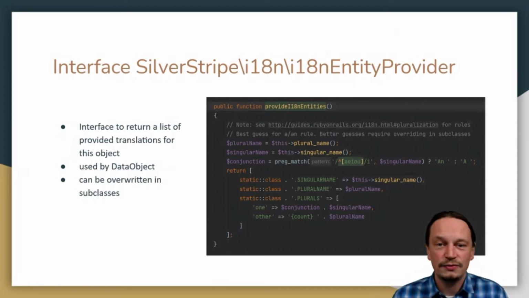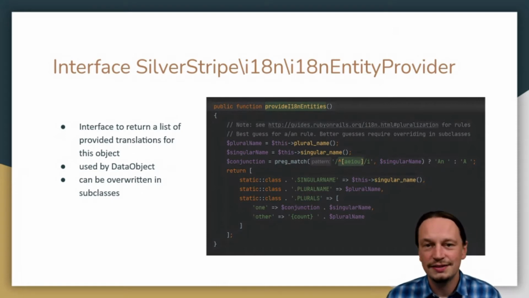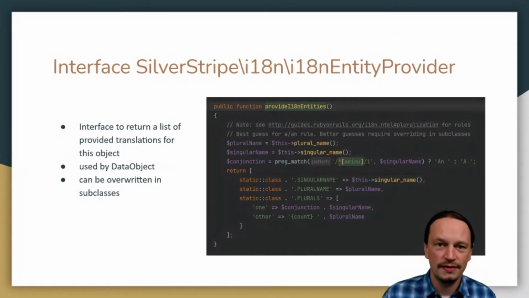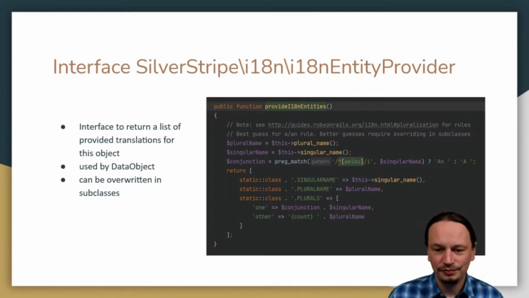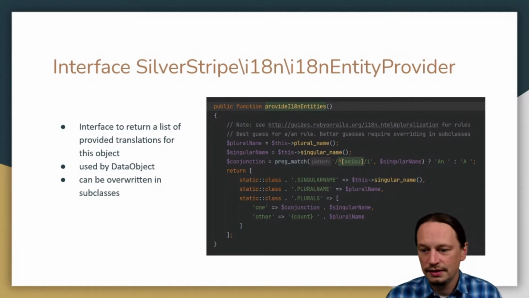We also have an interface for our own classes to provide strings that should be translated, so that we don't have to provide them in _t methods, but we can just return an array with the keys and the basic translation for it. It's mainly used by the data object, and it can be overwritten in subclasses when you want to add additional things, additional keys.